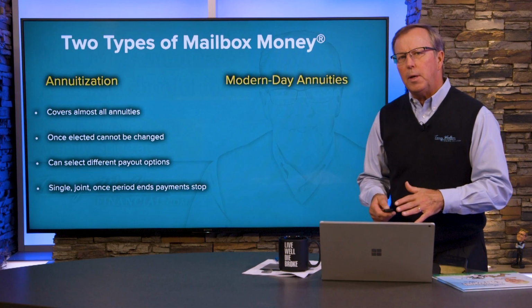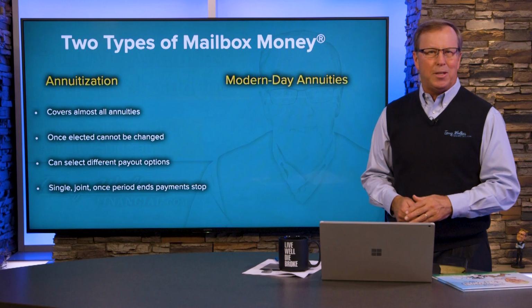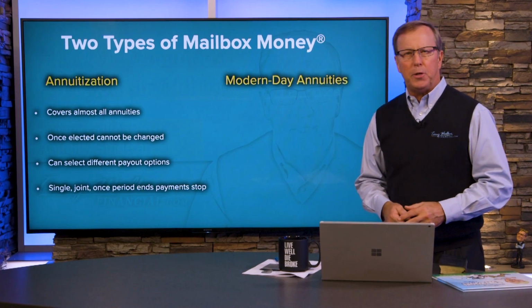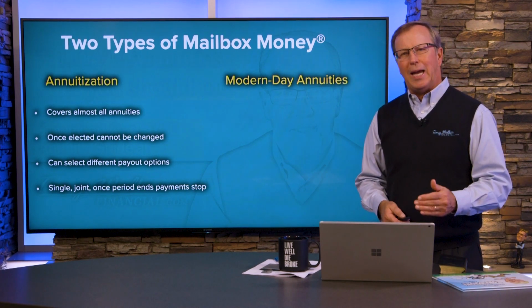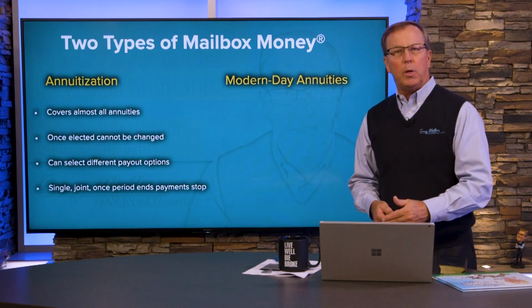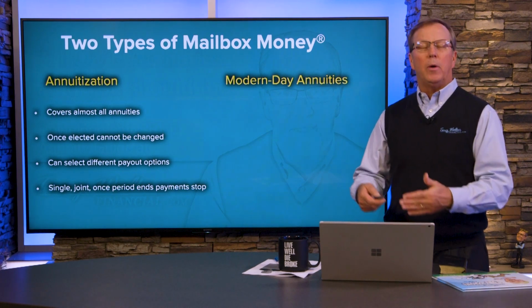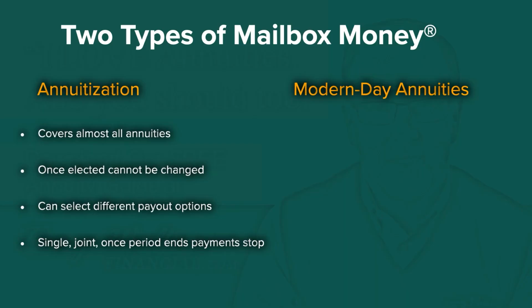So with annuitization, in most cases, there are no beneficiaries, no death benefits. You're trying to select how long the annuity will last and for which people it's going to benefit. Those would be the annuitants.